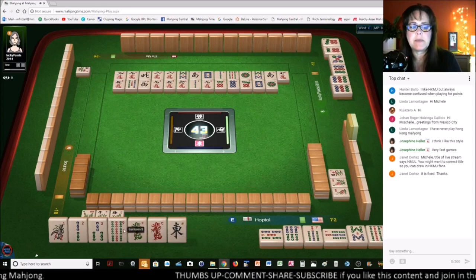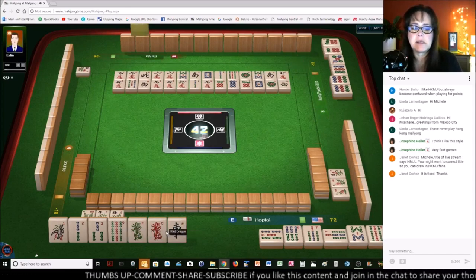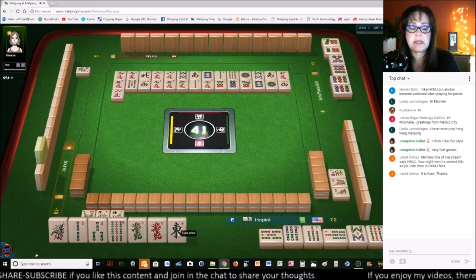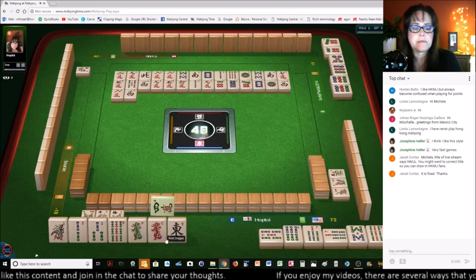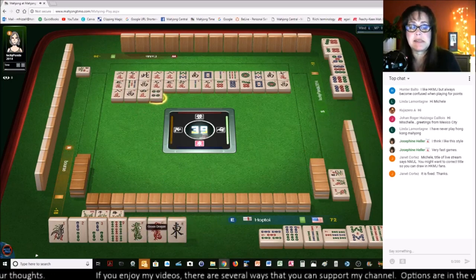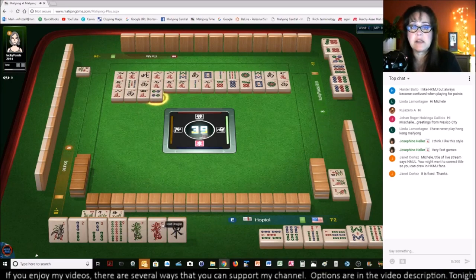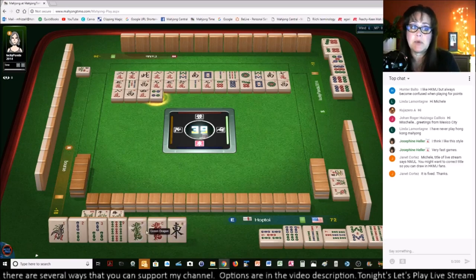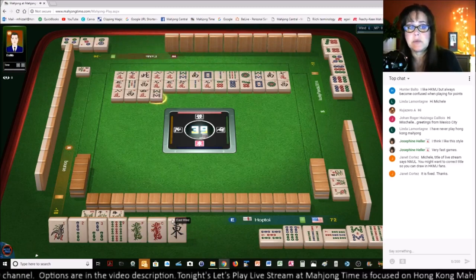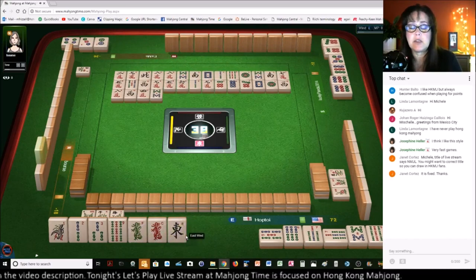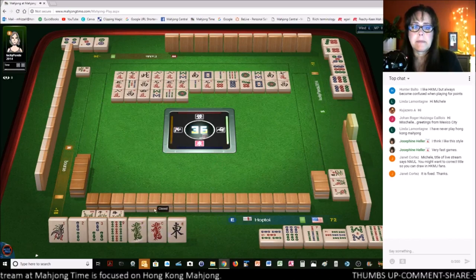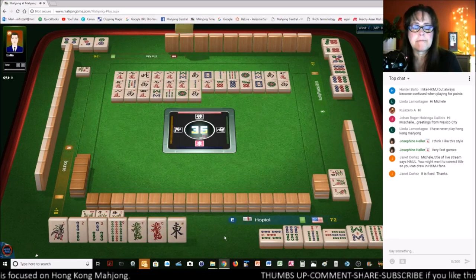Okay, now we need to pair up the 9 bam and these honors. Because right now we're kind of stuck. That's not a good place. Or we need to draw in more bams. West wind. 4 crack is not helpful. Characters. We're a bit stuck because we have single honors. This is where you can get stuck if you don't pair them up. They look pretty, but they won't do you any good if you've got number tiles like simples, 2 through 8. There's one hand that uses single honors, and this is not it. 1 dot. West wind. We need to pair up.